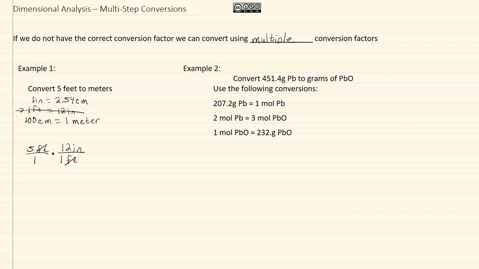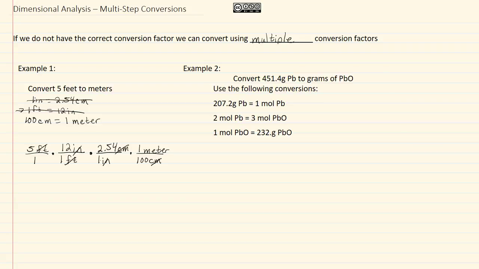Now I have inches, so I want to use my conversion factor with inches in it. So I'm going to put inches in the denominator and 2.54 centimeters in the top. Cross off my inches. And then that leaves me 1 conversion factor left. I have centimeters on top, so I want centimeters in the denominator and a meter in the numerator. So centimeters are gone, leaving me with just meters.